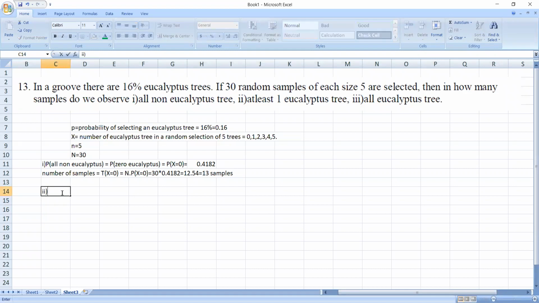P of at least one eucalyptus tree is 0.5818. Okay, so samples will be equal to 17.